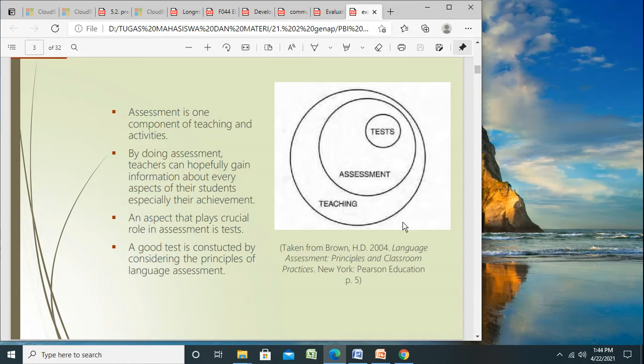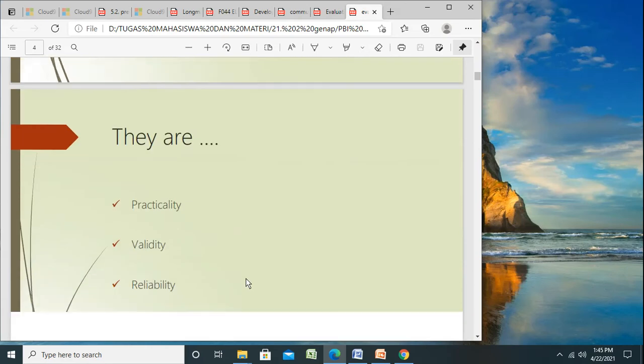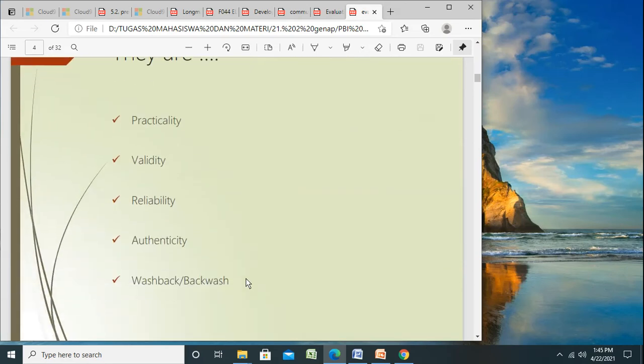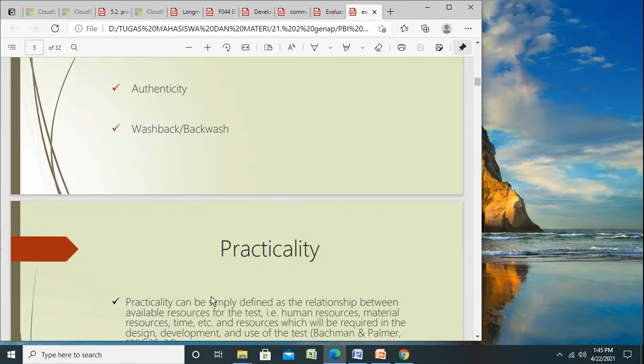So when you are going to assess your students, you have to consider some principles of language assessment. What is that? You can look at this one. The principles of language assessment are, the first one, practicality, the second one, validity, and the third one, reliability. The fourth one is authenticity, and the last one is washback or backwash. What is that? We are going to analyze one by one.